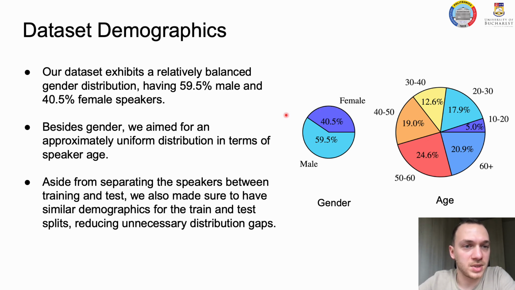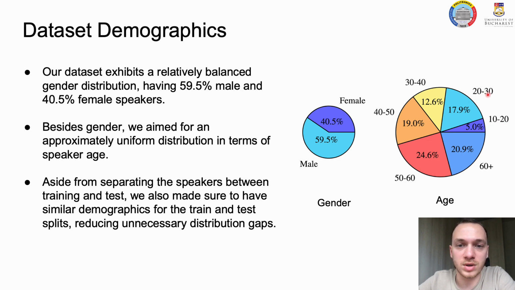Our dataset exhibits a relatively balanced gender distribution, having 59.5% male and 40.5% female speakers. We can see the distribution in the pie chart on the right side for gender. Besides gender, we aimed for an approximately uniform distribution in terms of speaker age. We can see the pie chart for age on the right side. We divided the age into 10-year classes. More exactly, for 10 to 20 years, we have 5% speakers.